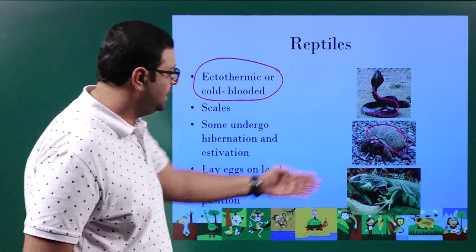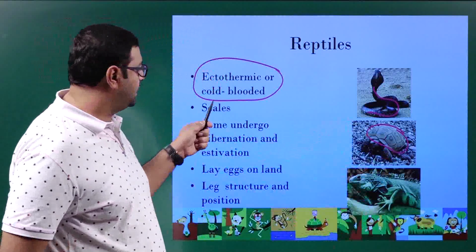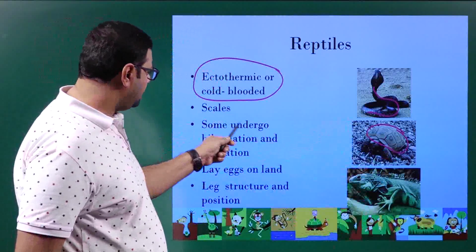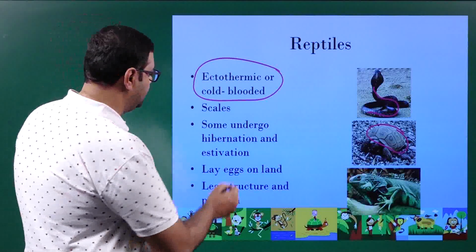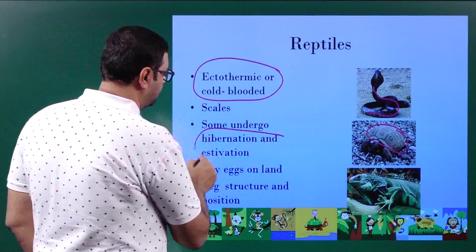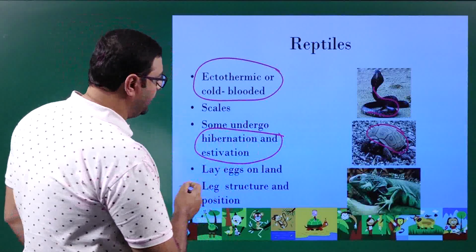That means a shell is on the top. Okay, right. Then they have scales. Some undergo hibernation and estivation. So these are the organisms which undergo hibernation and estivation. Okay, and then they lay eggs on the land.